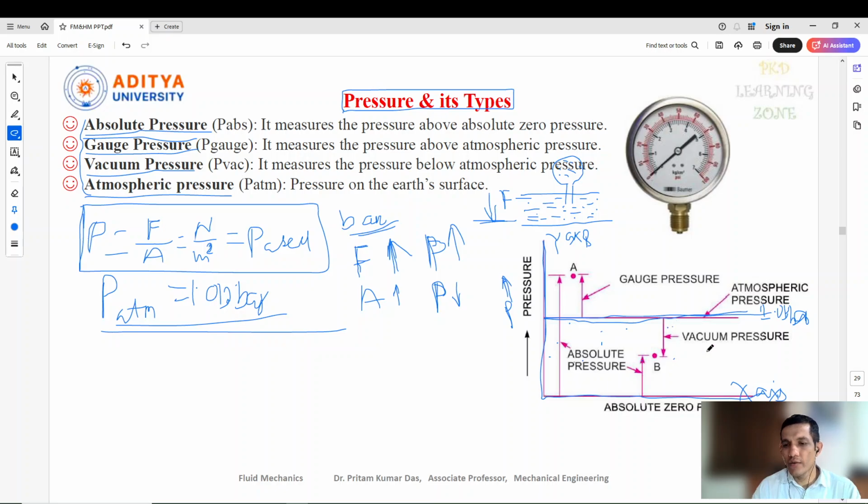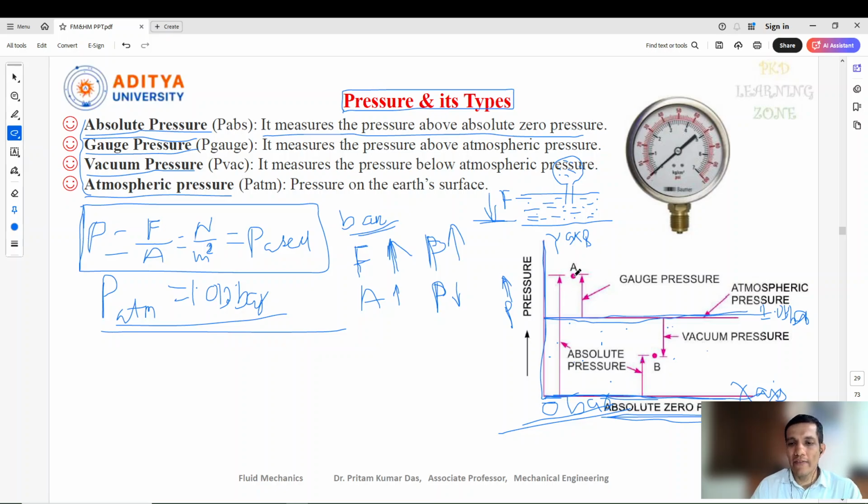Obviously there is some pressure below this 1 bar, so some different pressure will be there in this region. This pressure starts from this origin point, this baseline, which is nothing but the absolute zero pressure. This means at this point the pressure value is 0 bar. That's why it is called absolute zero pressure. What about absolute pressure? The pressure measured above the absolute zero pressure, that means above this line, is called absolute pressure.